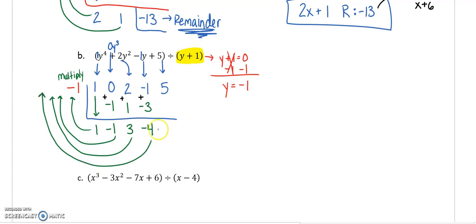And then one more time, -4 times -1, that's +4. And then I will add 5 plus 4, that's going to give me 9. And again, remember that last number you get, that is your remainder.